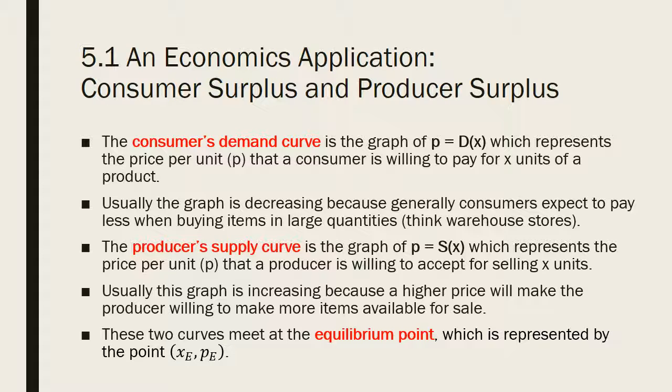The two curves will meet at what is called the equilibrium point, which is expressed by this notation: X sub E, P sub E. Basically, to find it, all you do is set the two equations equal to each other and solve for X. Once you find X, remember that gives you the number of units. Put X into either one of the two equations, and that will give you the price.